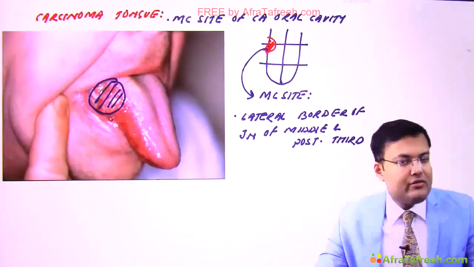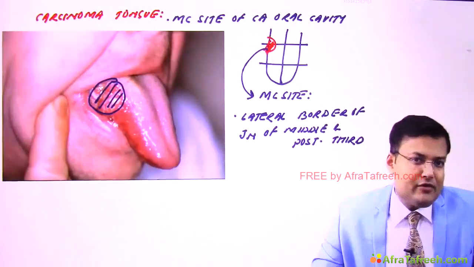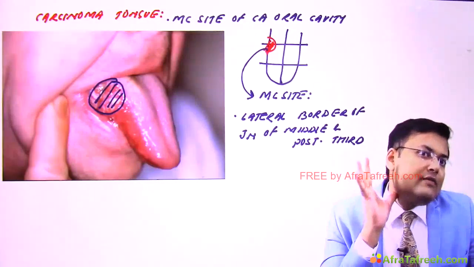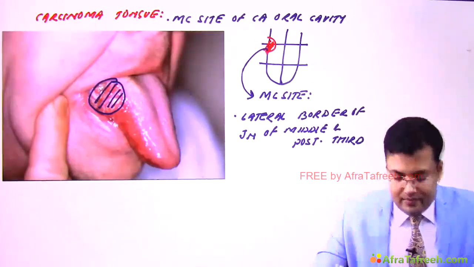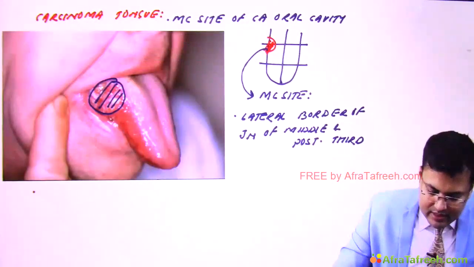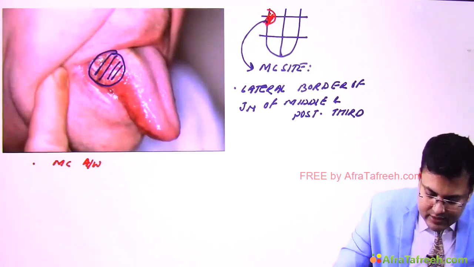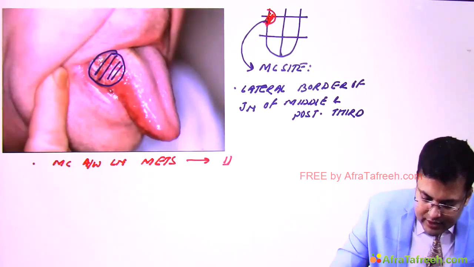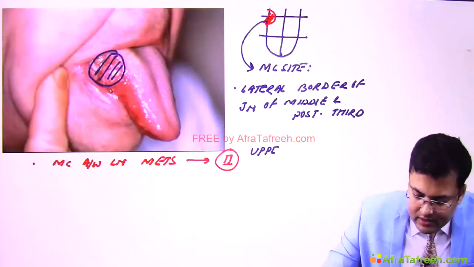Another important point we discussed: in CA oral cavity, which malignancy has the maximum risk of lymph node metastasis? It is carcinoma tongue. And from carcinoma tongue, which group of lymph nodes is most commonly involved? It's level 2, which is upper jugular. Clear? Now see the presentation.